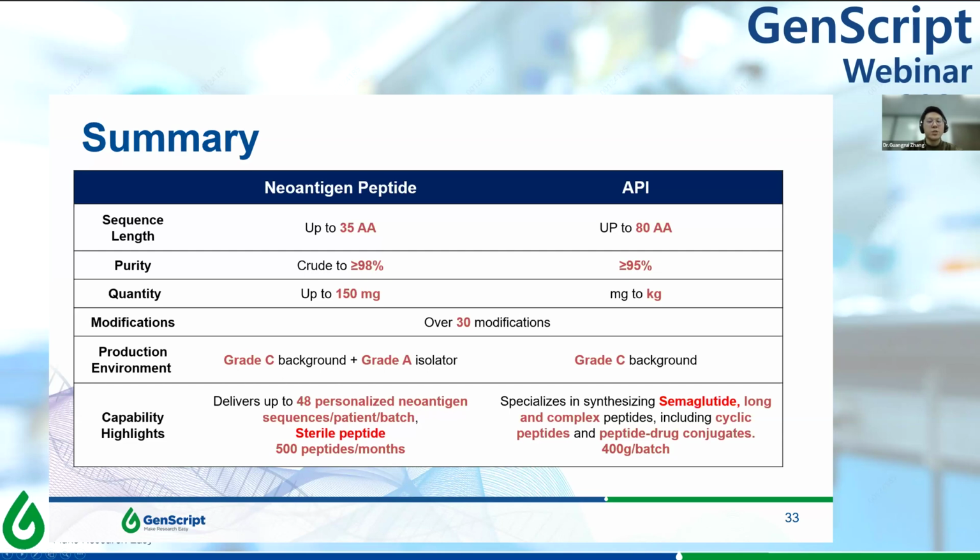And for the neoantigen peptide, we usually do not do the CMC study because a CMC study is specific to each peptide. As I just said, if one patient's load is like 20 peptides, and we have to do the CMC for each of them, we have to do 20 CMC studies. So it's a huge cost for everyone.